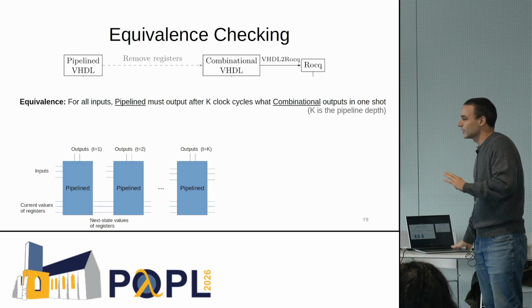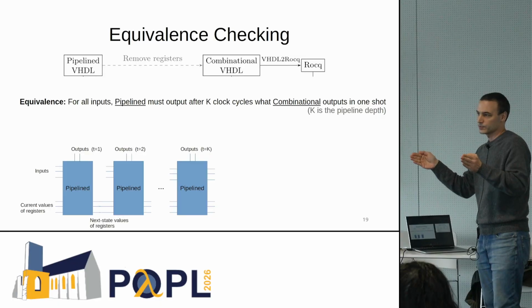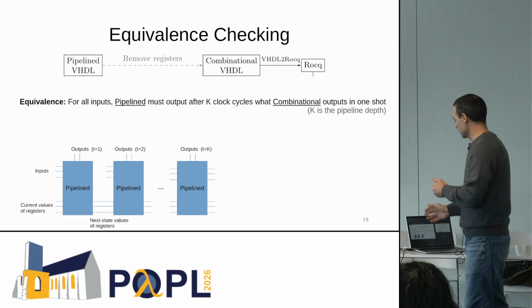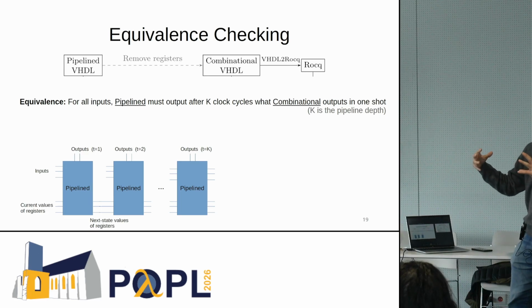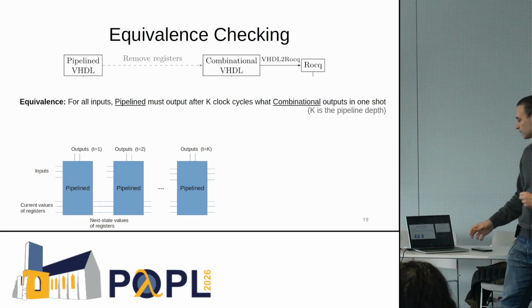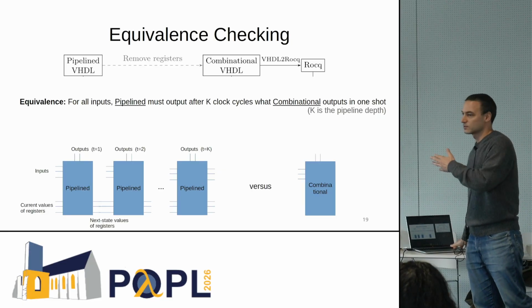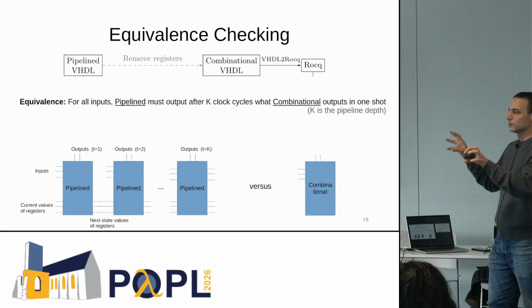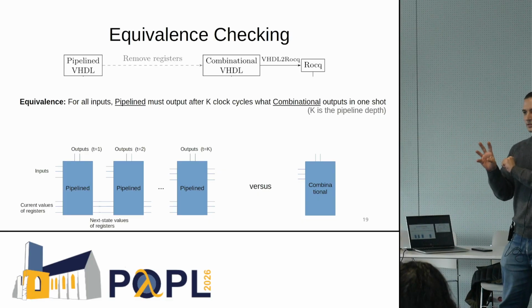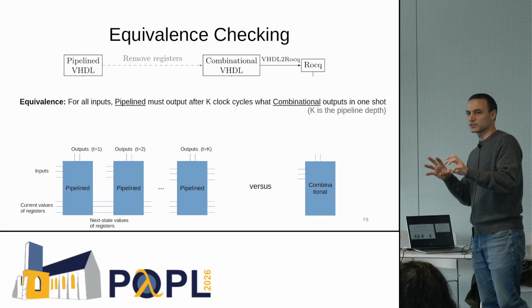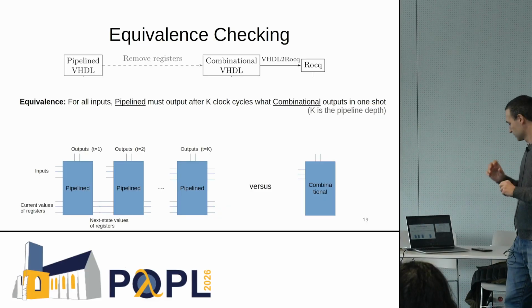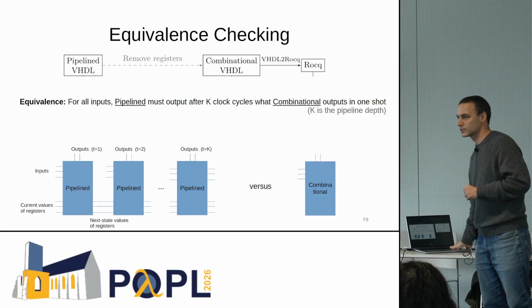Once you do that, you can make several copies, connecting the next state values to the current state values. This is really the unrolling used in bounded model checking. It's the same thing. And then you can compare this with the combinational design. Now you have two combinational circuits, and there is literature over 30 years or maybe more on comparing combinational designs in hardware verification.